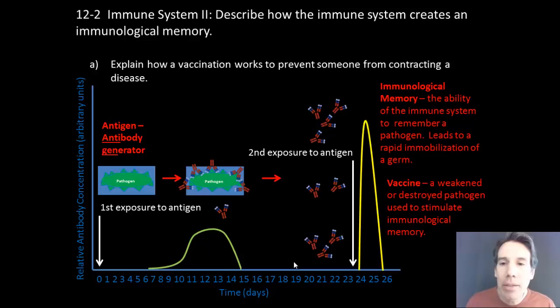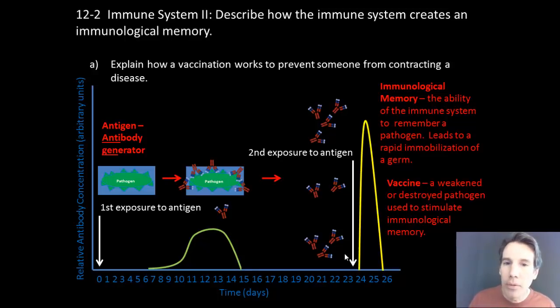So what vaccines do is, vaccines are weakened or destroyed pathogens which are used to stimulate immunological memory. And so you can give someone a vaccine. You can imagine that would be the first exposure, but instead of actually the germ, it's just the destroyed or weakened germ. And what you're really giving them is the antigens, not the actual virus or the bacterium. And so by giving them the antigens, that's going to stimulate B cells to make antibodies. So if you ever get exposed to the germ later on, you have that immunological memory to create those antibodies very quickly.